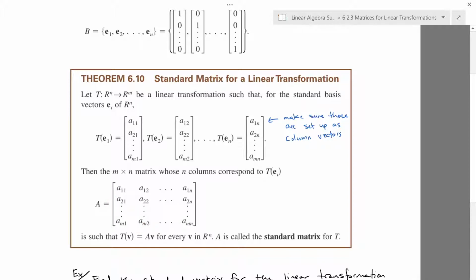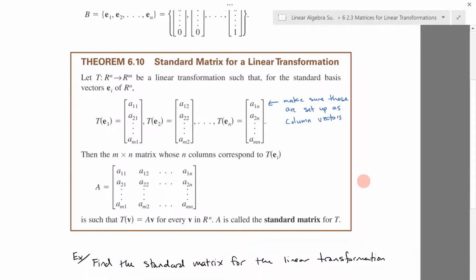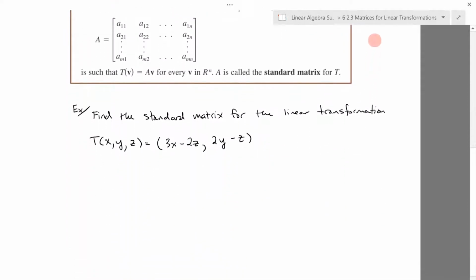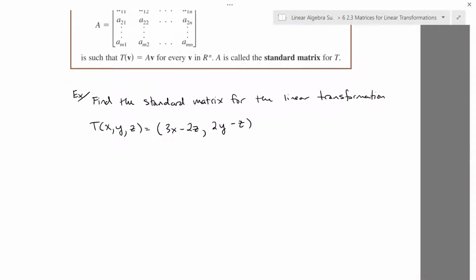Okay, so let's see how we do this calculation in an example. Here we have a linear transformation. T of x, y, z is given by 3x minus z in the first coordinate and 2y minus z in the second coordinate. First, if you notice, as an input it takes 3 coordinates, so that means that the domain is R3. And as an output it has 2 coordinates, so the codomain is R2.